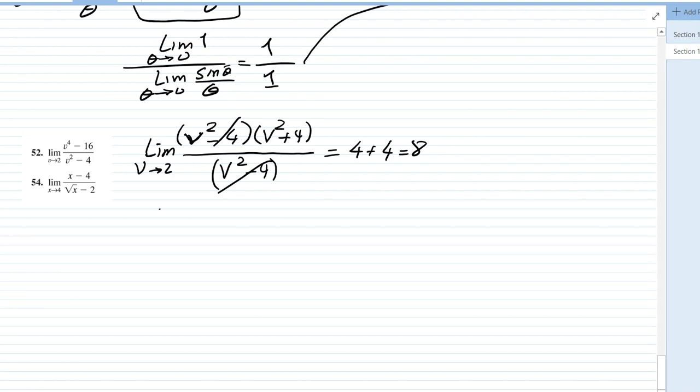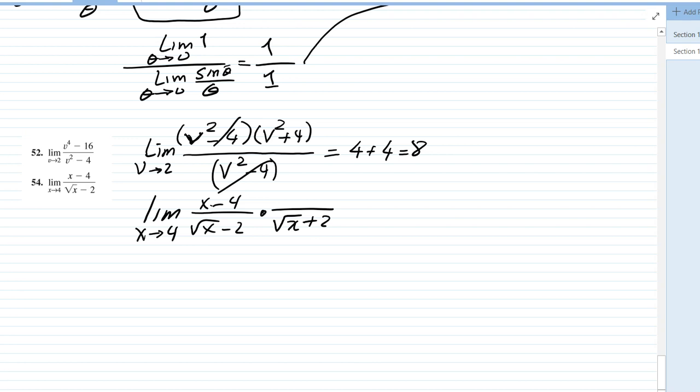Number 54 is kind of the same line, except we've got to be a little more creative with that one because it's got a radical. Okay, so x minus 4 over root x minus 2. One thing we could do is multiply top and bottom by the conjugate, or we can factor the numerator. Okay, let's do it both ways. So I'm going to multiply by the conjugate of the denominator. That is root x plus 2.